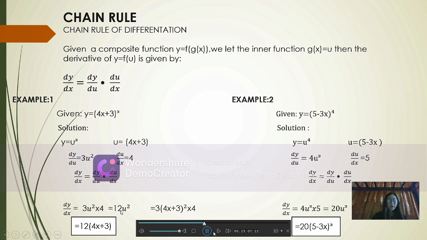Bakit siya naging ganyan? Kasi, pinag-times natin yung 3 and 4. Kaya siya naging 12u squared. Tapos, copy lang natin dito squared. Then, is equal to 12 (4x plus 3). Ito yung sagot natin na 12. Ilagay natin dito. Then, copy ulit natin yung 4x plus 3. Ayan yung final answer natin.